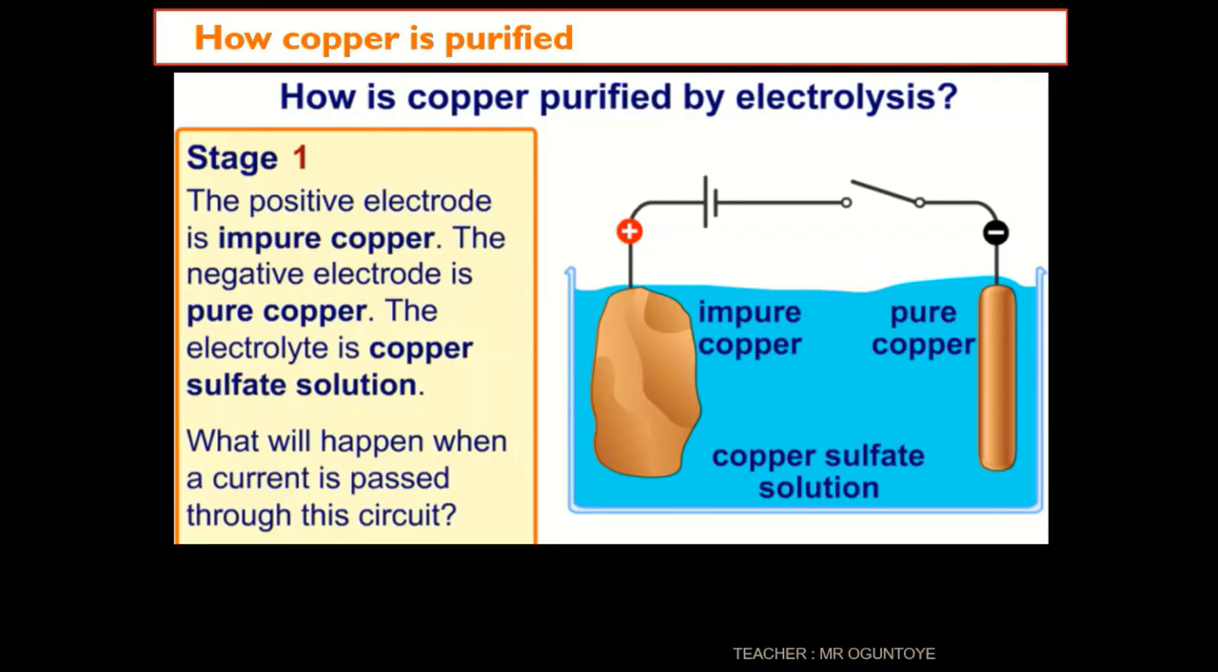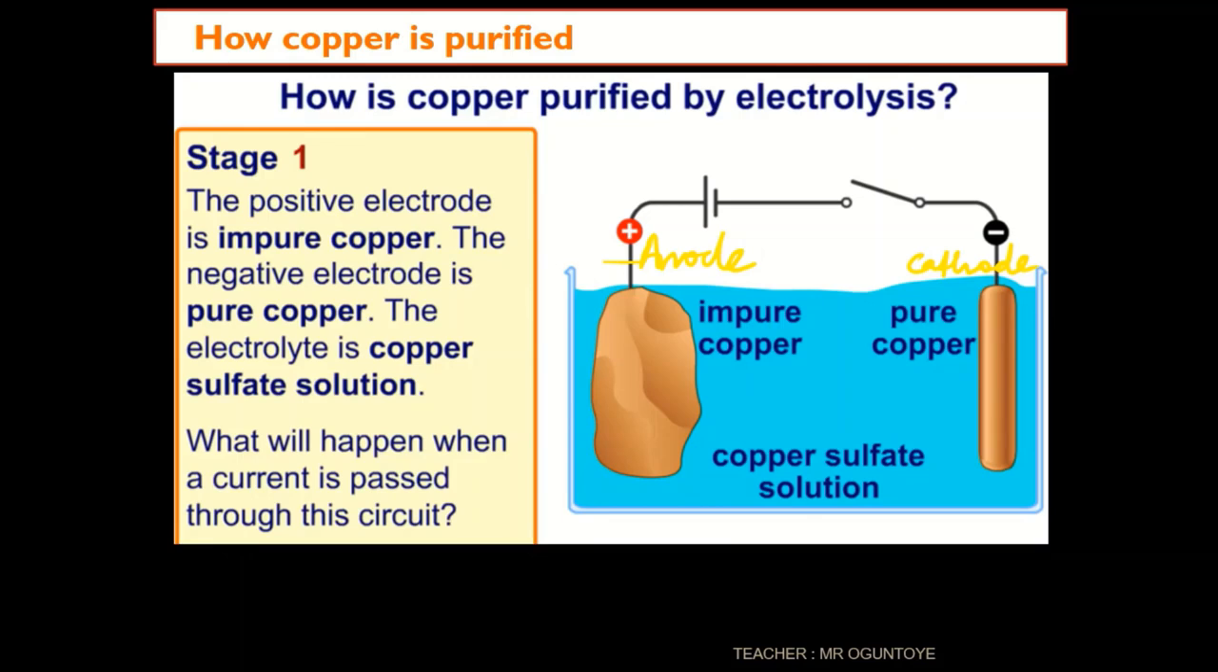So the copper you want to purify will be at the positive electrode. Okay, the copper you want to purify will be at the positive electrode. And of course the positive electrode here is called the anode. Why? The pure copper, a sample of pure copper, will be placed at the cathode. Okay, that's a negative electrode.